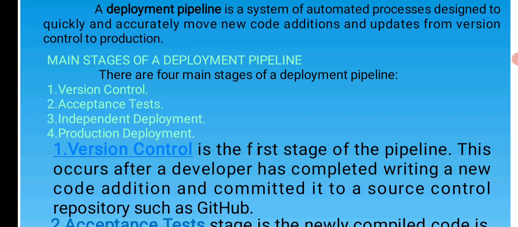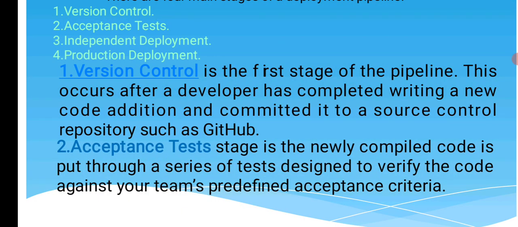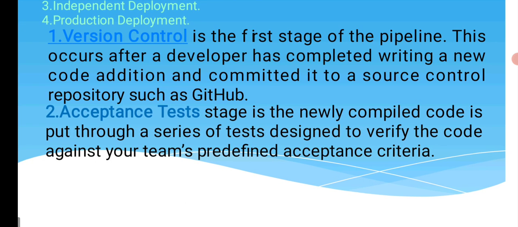The main stages of deployment pipelines are version control, acceptance test, independent deployment, and production deployment. Version control is the first stage of the pipeline. This occurs after a developer has completed writing a new code addition and committed it to a source control repository such as GitHub.